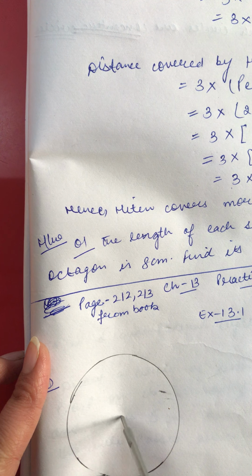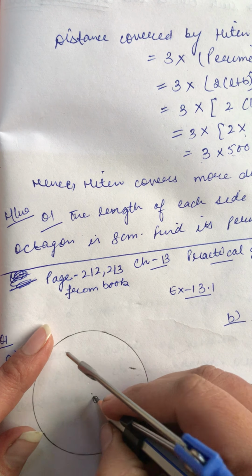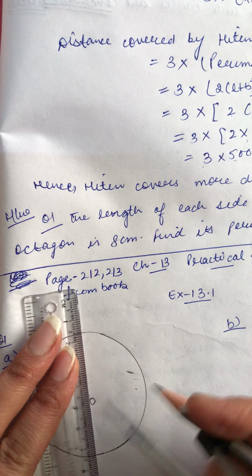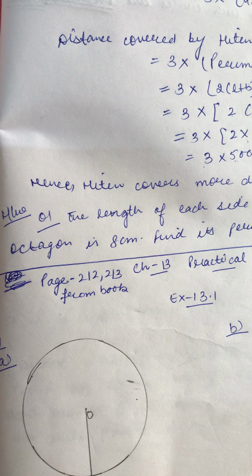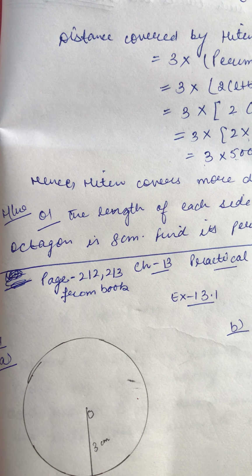So I have drawn a circle like this. Now this point is the center of the circle. You have to mark what the radius is here. The radius is from the center to the boundary. So in this case my radius is 3 cm. You have to label all the things perfectly.